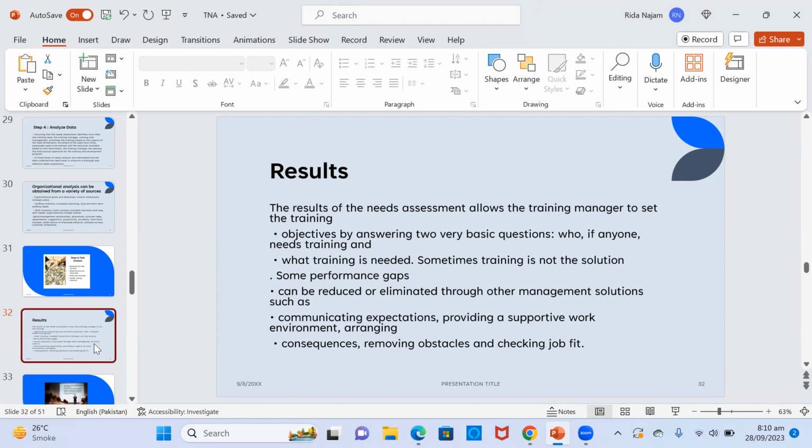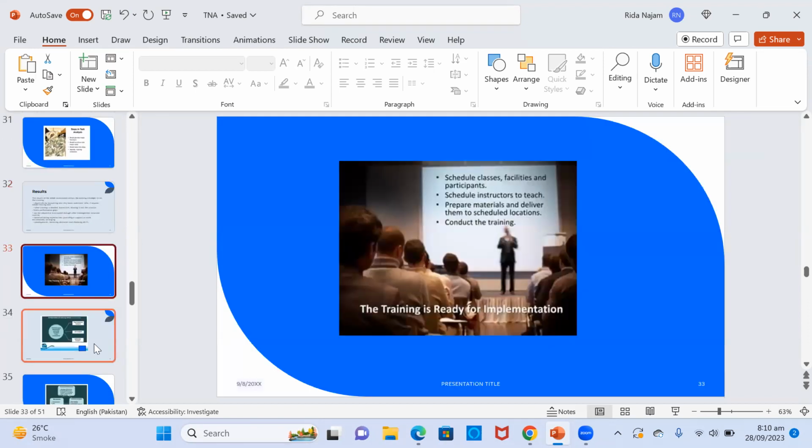Sometimes training is not the solution, as some performance gaps can be reduced or eliminated through other management solutions, such as communicating expectations, providing a supporting work environment, arranging, and then comes to the consequences, which basically involve removing obstacles and checking if that job is fit or not. Then the training is ready for implementation, and how you go about that is by scheduling classes, facilities, and participants, schedule instructors to teach, prepare materials, and deliver them to the scheduled locations, and then conduct that training.